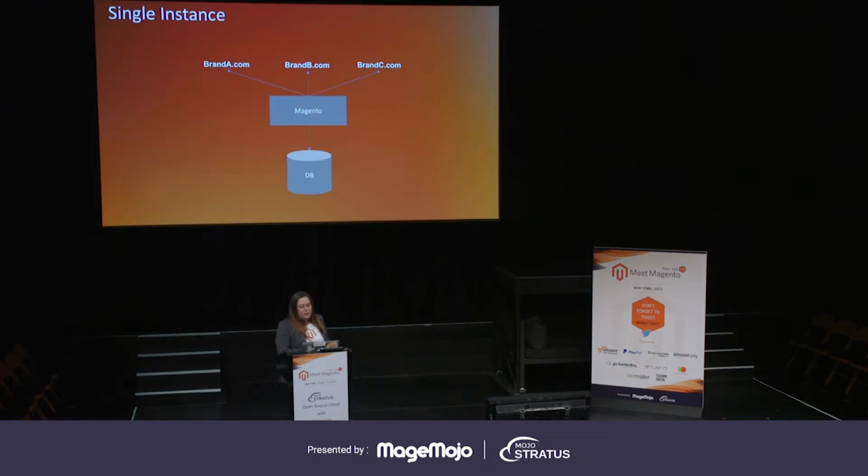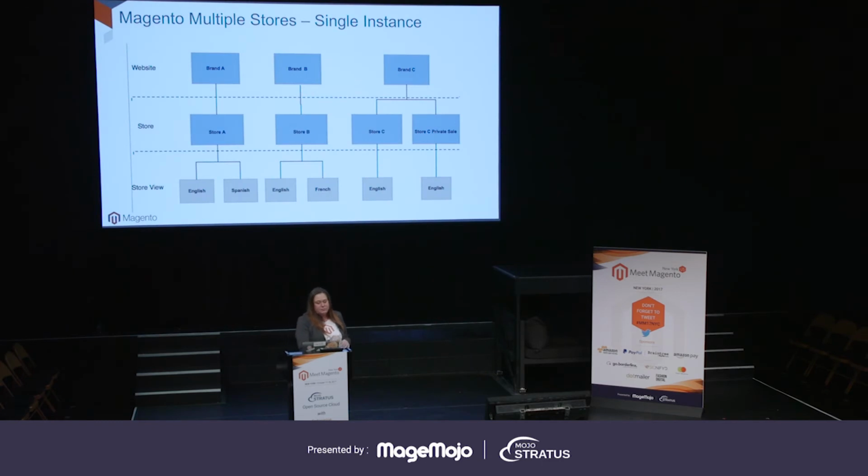So here's what a single instance looks like. We have 3 domains. We have 3 different brands. It's using one Magento application, one Magento database. And this is just a simple view, like you might have multiple websites or multiple database servers, web servers, sorry.